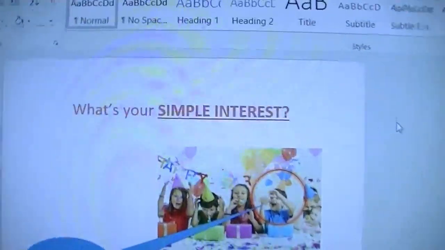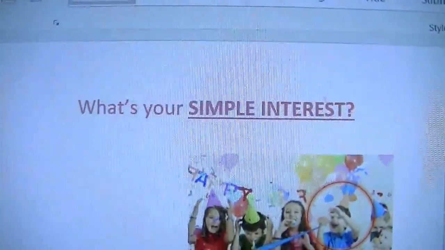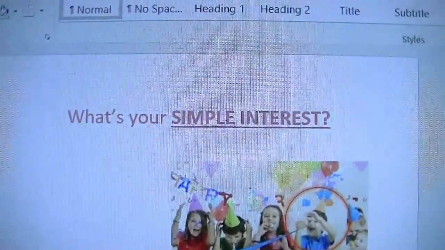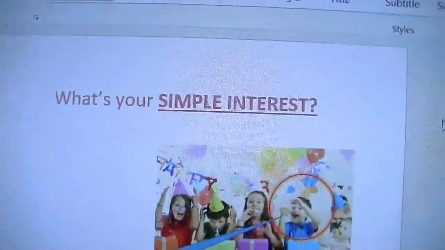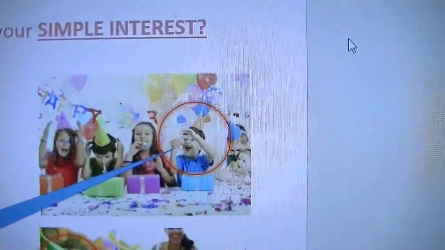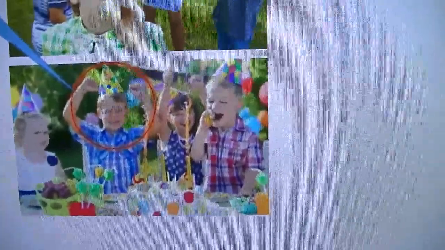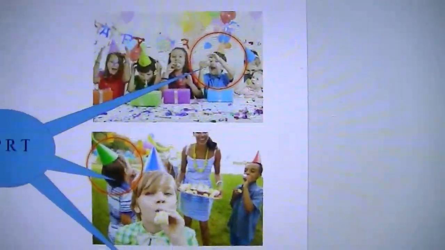I just think of a general question. When someone asks you, hey, what's your simple interest? What are you into? What's your simple interest? And I think of a kid. And I know that kids love to go to birthday parties. So see this little kid right there? He's at that birthday party right there. And you know what his simple interest is? He likes to party. He likes birthday parties. So that's how I remember this formula.